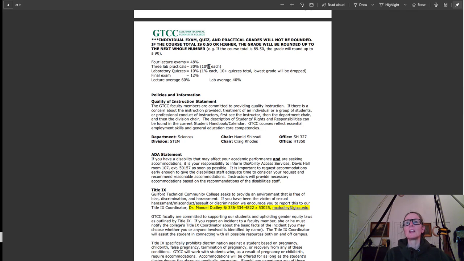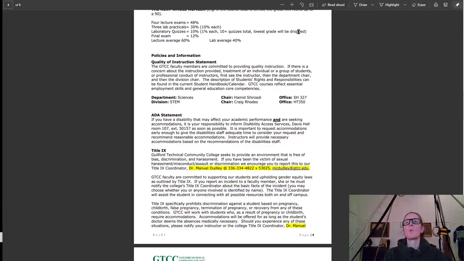They're going to be worth 10% each, so that means the lab practicals total will be worth 30%. And then we're going to have lab quizzes, and these will be worth 1% each. While that doesn't sound like much, if you blow off a lot of lab quizzes, then they do add up. If you miss 5 lab quizzes, then you will lose 5 points of your overall grade. However, you do get to drop 1.